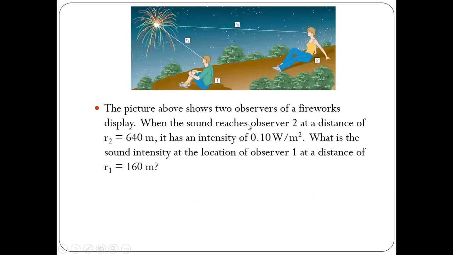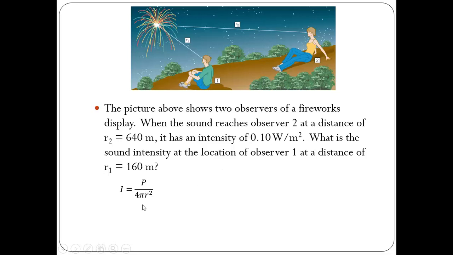So in the picture above, there are two observers of a fireworks display. When the sound reaches observer 2 at a distance of 640 meters, it has an intensity of 0.1 watts per meter squared. What is the sound intensity at the location of observer 1 at a distance of 160 meters?